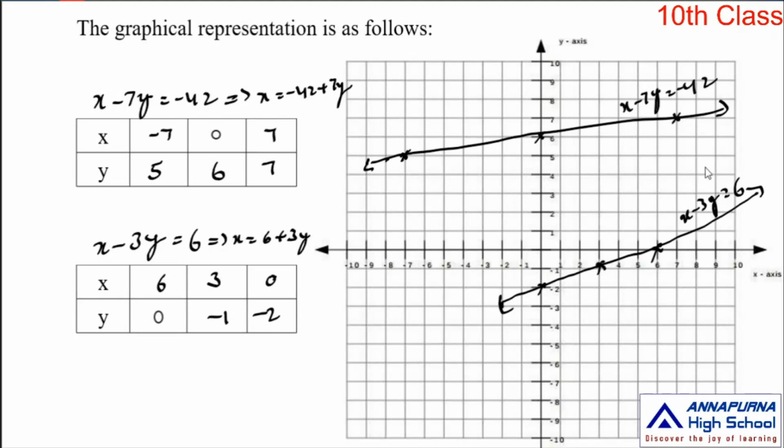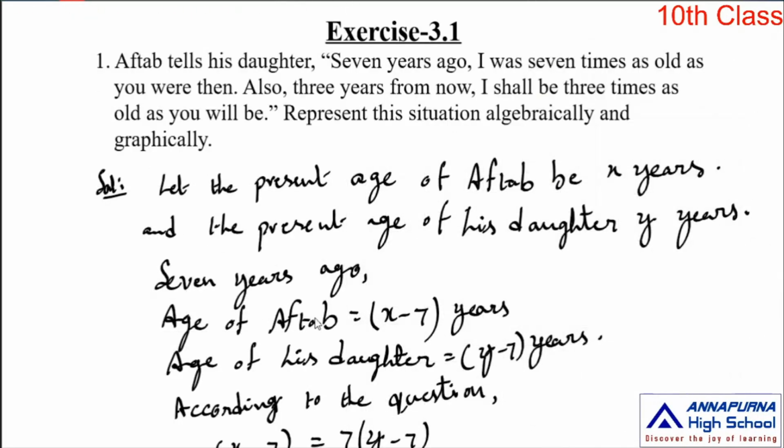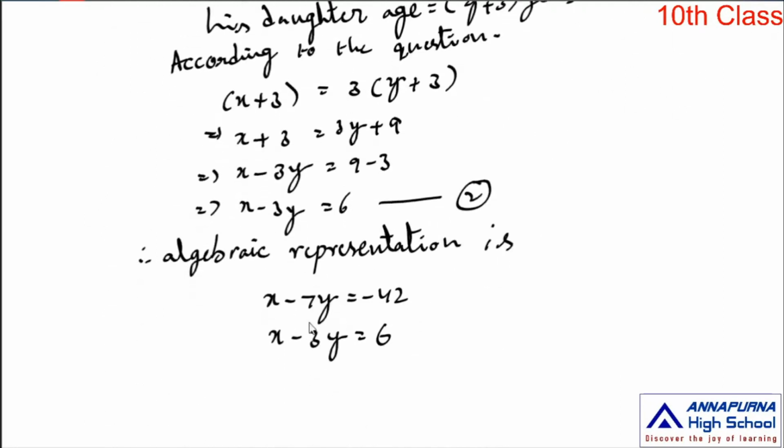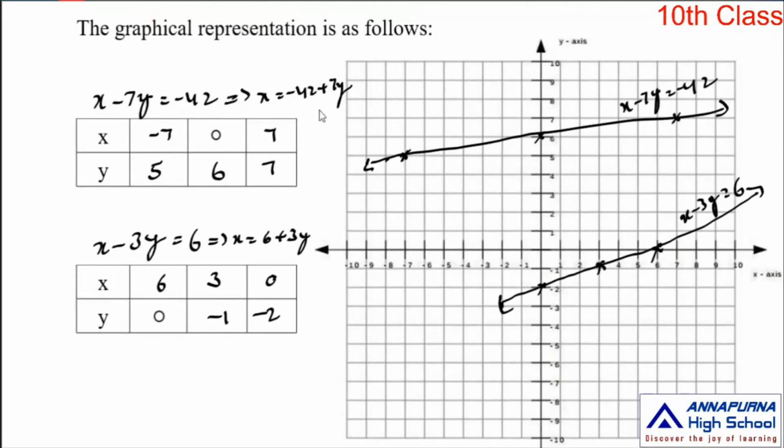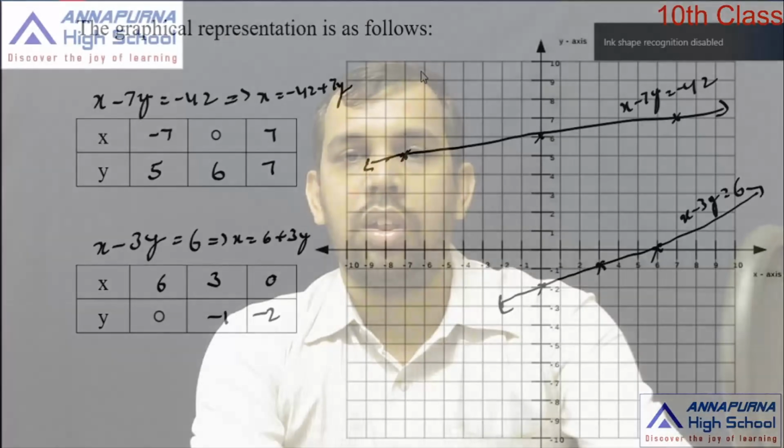When you extend these two straight lines, they intersect somewhere, but the question does not ask what the solution is. Just represent the given situation algebraically and graphically. The algebraic representation is x minus 7y is equal to minus 42 and x minus 3y is equal to 6, and the graphical representation is here. This is the first question, and the remaining sums will be completed in the next video.